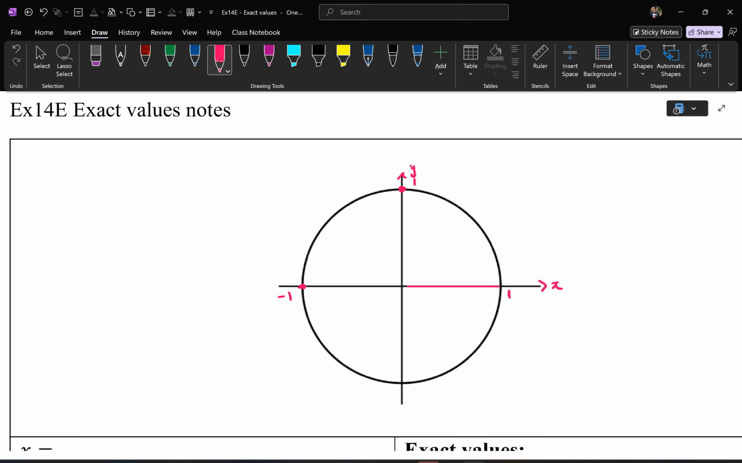This is now -1 over here. This particular point on the circle is then -1, right?